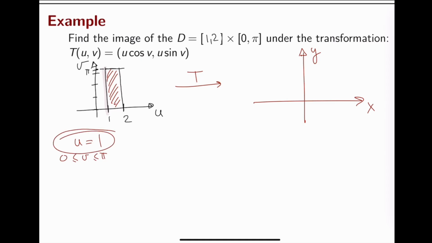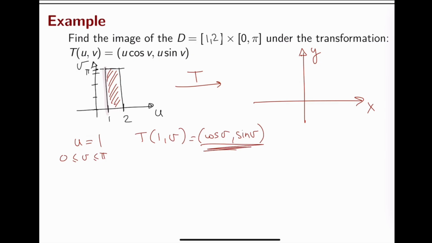So if u is equal to 1, what is the transformation doing here? We have T of (1, v), so we substitute u is 1 and v is v. We're going to have 1 times cosine of v, which is just cosine of v, and 1 times sine of v, which is just sine of v. So this is the curve into which the line u equals 1 is transformed.